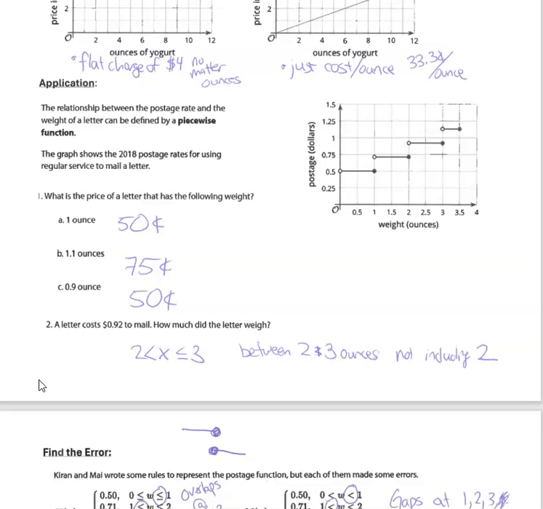It says the letter cost 92 cents to mail. How much did it weigh? Well, you can see the output of 92 cents. There is a spectrum, or like an interval, from 3 to 3.5. Actually, no, that would be the other one. So for 92 cents, that's actually going from 2 to 3. So I wrote down the interval. The weight in ounces has to be somewhere in between 2 and 3.